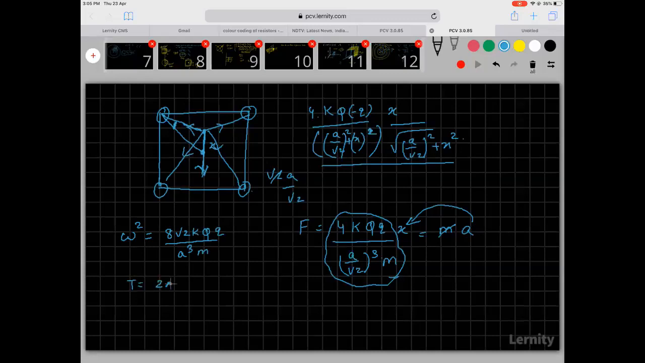T is equal to 2 pi by omega. So that will give you 2 pi root over a cubed m divided by 8 root 2 a capital Q small q. This is how you do it. So those of us who did not, please understand how to go ahead with it.